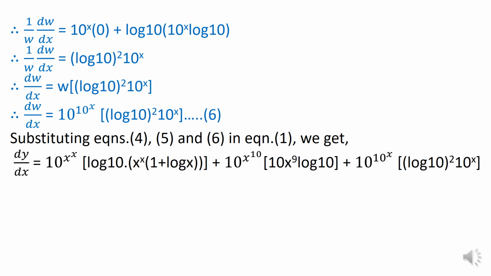Now what remains is substituting the equations 4, 5 and 6 in the equation 1. We get dy by dx is equal to, we substitute equation 4 plus equation 5 plus equation 6, as we got the answers in the previous steps over there. Thus this is our final answer.